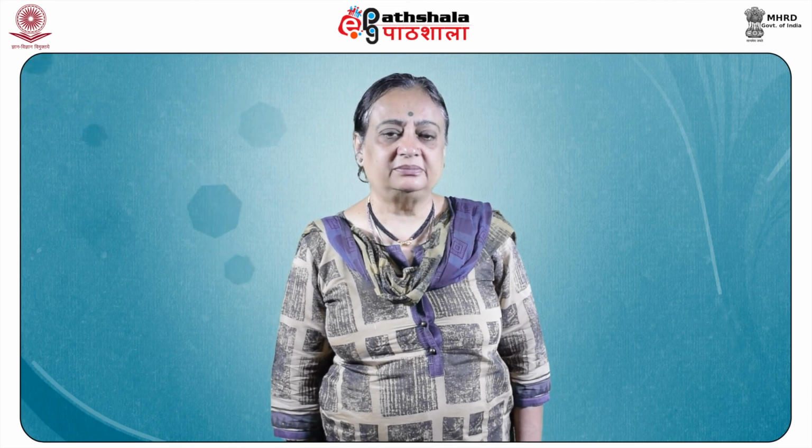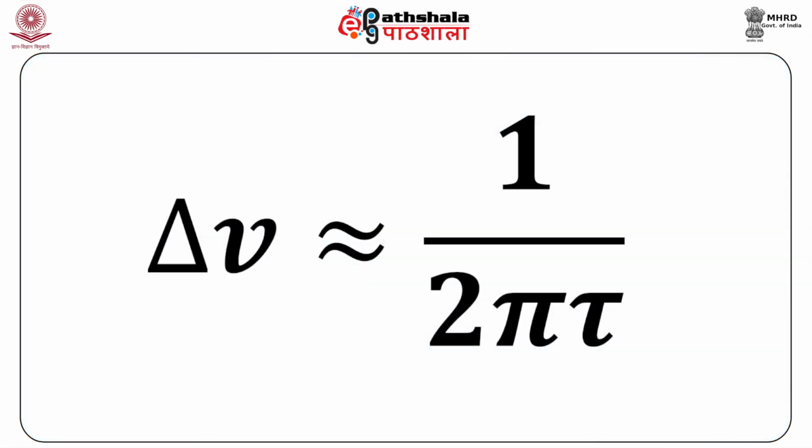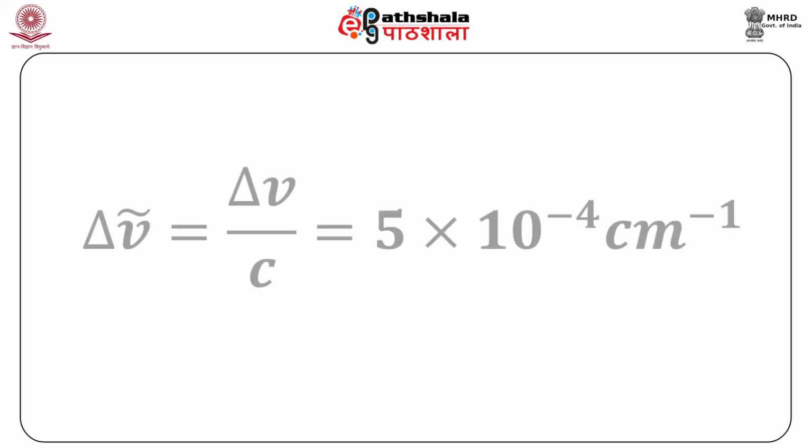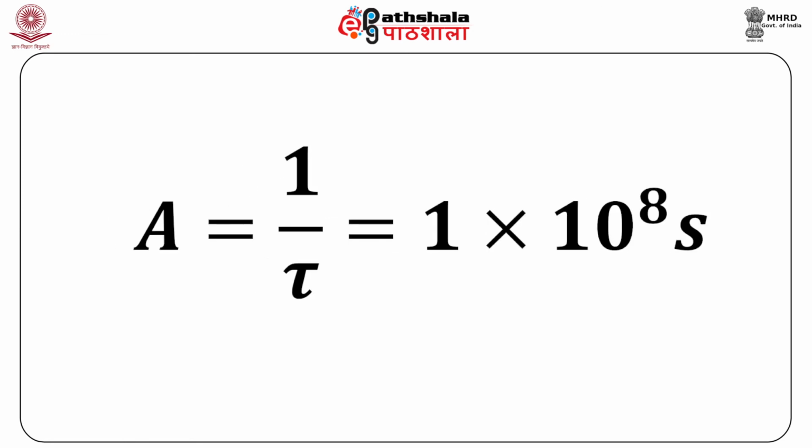So the solution is simple. Using the relation delta nu equals 1/(2 pi tau), we can find that delta nu will be equal to 1.59 into 10 raised to the power of 7 hertz, which we know is second inverse. Delta nu bar, the uncertainty in the wave number of the excited state, is equal to delta nu by c, and this turns out to be 5 into 10 raised to the power of -4 centimeter inverse. The Einstein coefficient thus is equal to 1/tau, and this is equal to 1 into 10 raised to the power of 8 per second.